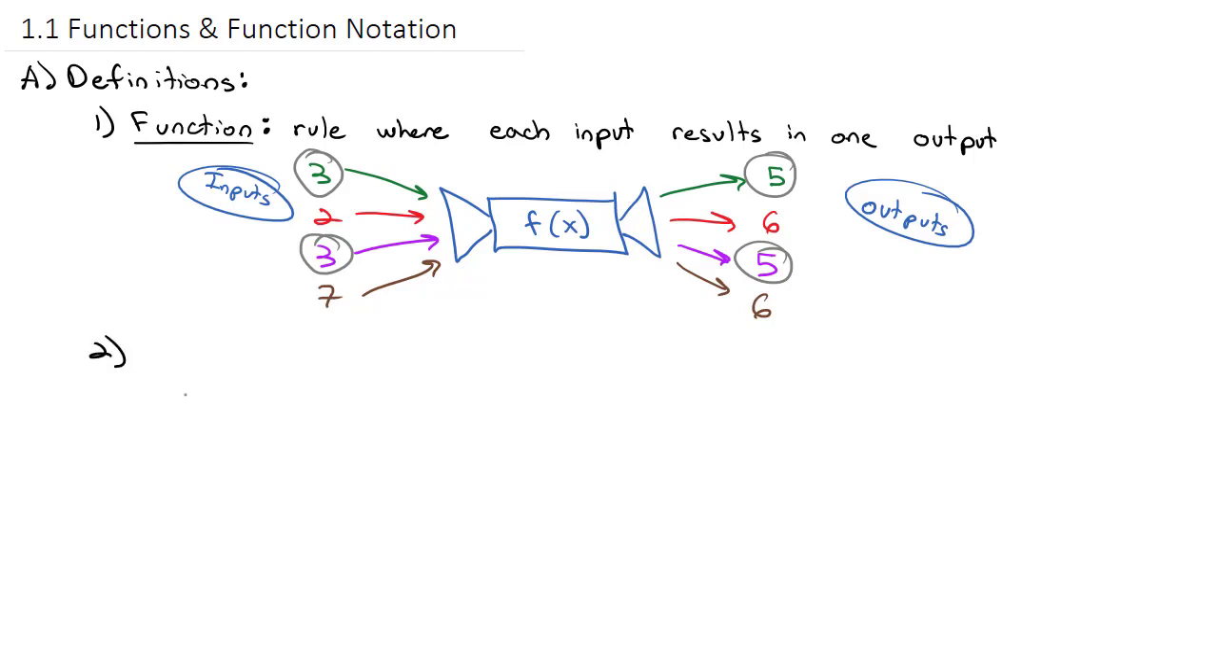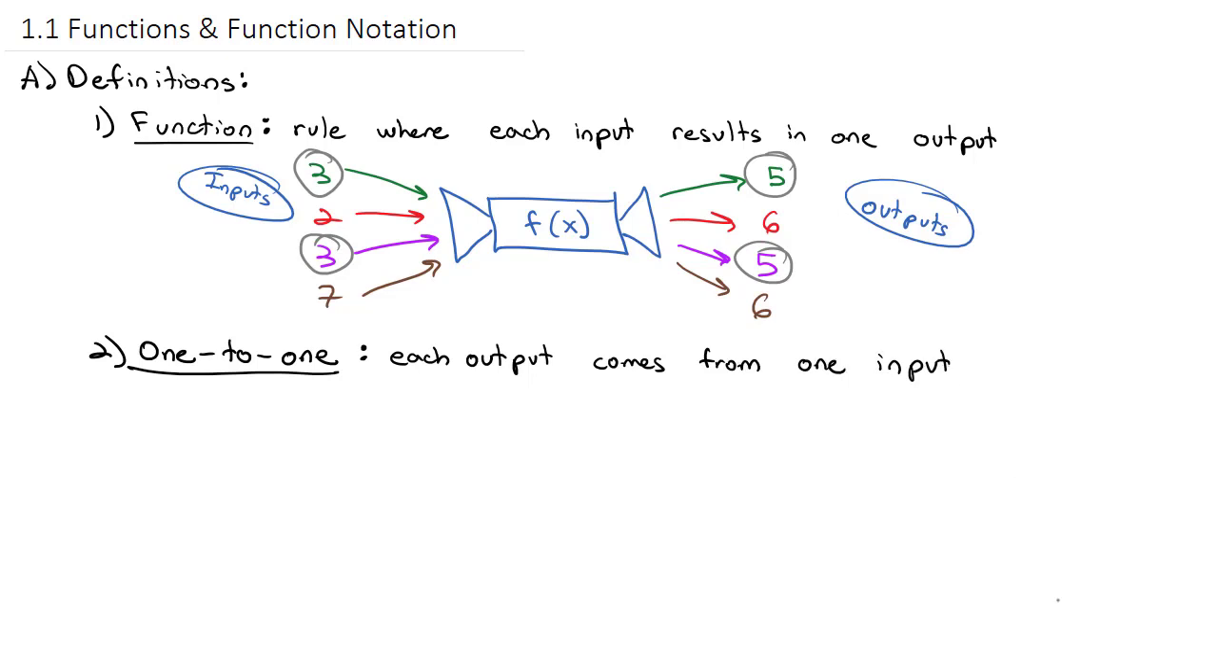The second key definition we need to be familiar with is a special type of function that is 1-to-1. Now, a 1-to-1 function says that each output comes from one input. And now, this is different than the example we just saw. The red and the brown numbers, when the 2 and the 7 went in, they both gave us the same output. That means the output of 6 came from 2 different inputs, and that is not allowed if the relationship is 1-to-1.